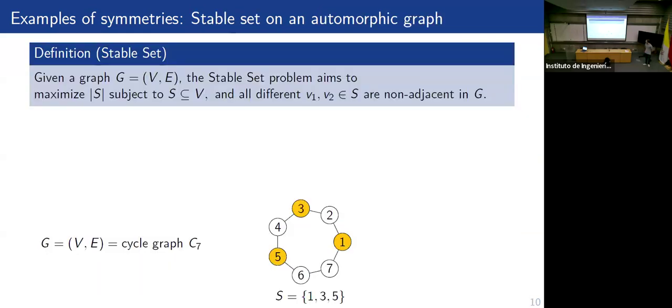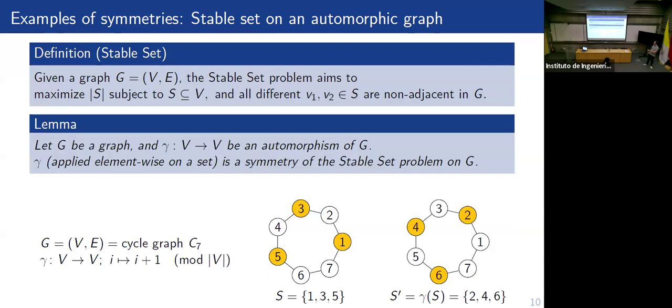Another example of a symmetry is, for instance, the stable set problem. Given a graph, find the maximum number of vertices you can select that are non-adjacent. If you look at the graph G, which is here the cycle graph C7, then an example of a maximal stable set is 1, 3, and 5. And if I have an automorphism of this graph, for instance a rotation or a reflection, say we pick this gamma here, which maps each index to the next higher index, then we can apply the symmetry on the set, and indeed it is still a set of cardinality 3, and it is again a stable set. So automorphisms of the graph are symmetries of the stable set problem.